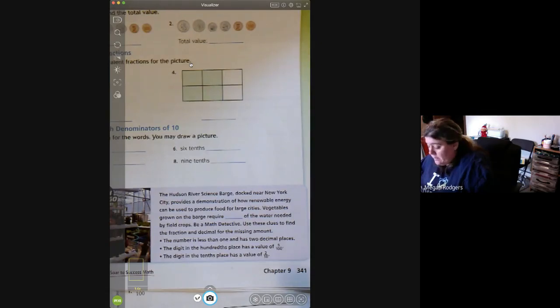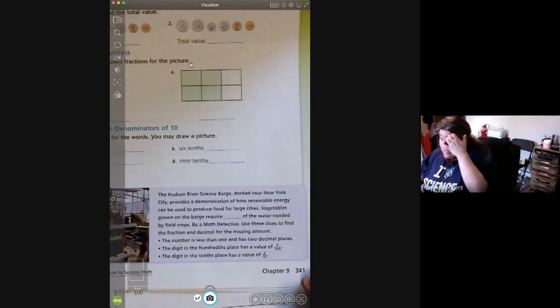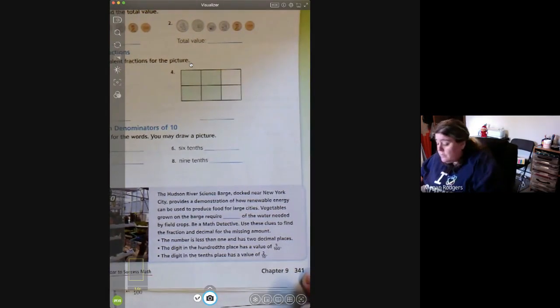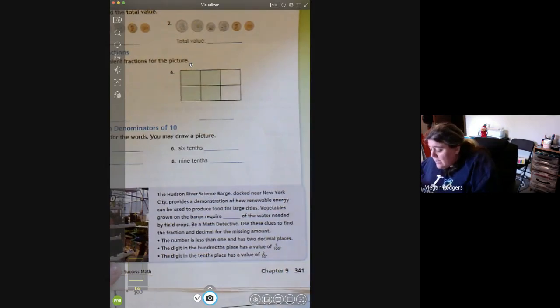All right, so it says the number is less than 1 and has 2 decimal places. The digit in the hundredth place has a value of 5/100ths. The digit in the tenths place has a value of 2/10ths.